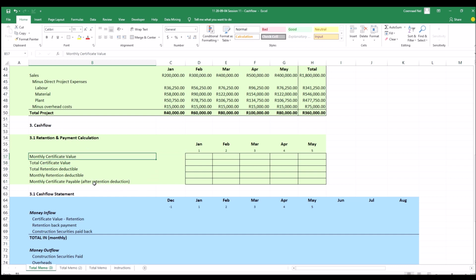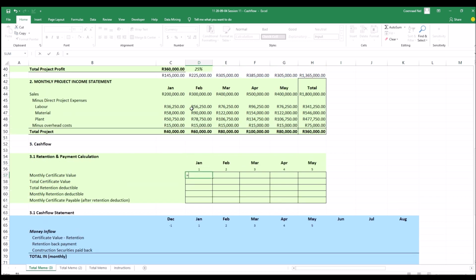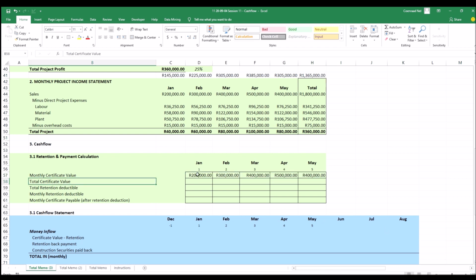First, we need to know what the monthly certificate values were. Okay, we've got that. We've worked it out already. Not worked out, they gave us that. So that's the same as my sales line. Remember, that's my certificate value. There we go. Then we want to know accumulatively how much my certificate value grows. So in total, how much is that?